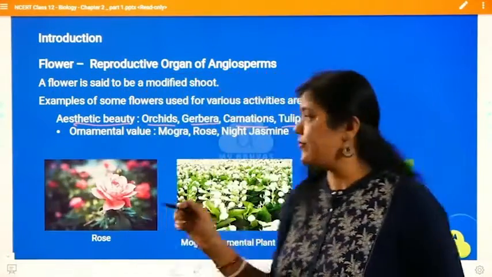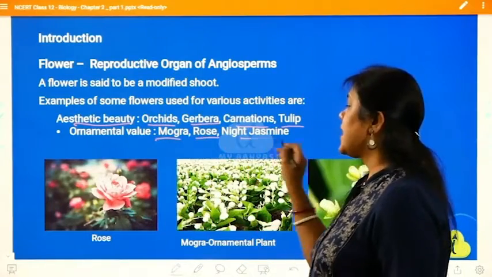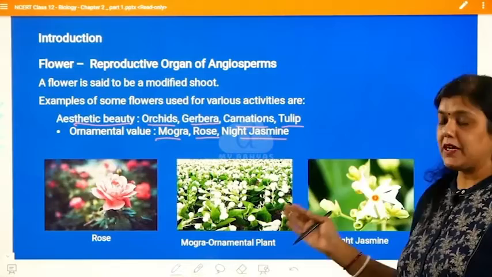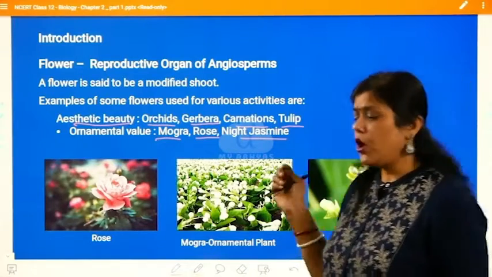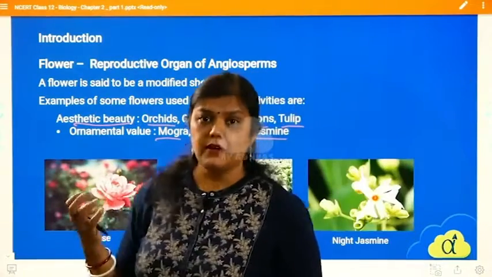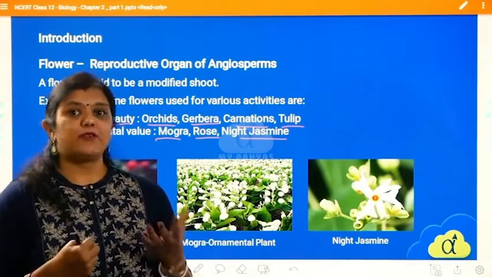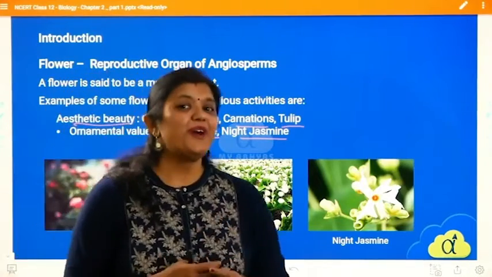And on that we have these flowers like mogra, rose, night jasmine. This rose, obviously you know this. This is mogra, that's an ornamental plant, and this is night jasmine. All these flowers have fascinating color or a beautiful fragrance, and that is why we are so attracted towards flowers, isn't it?